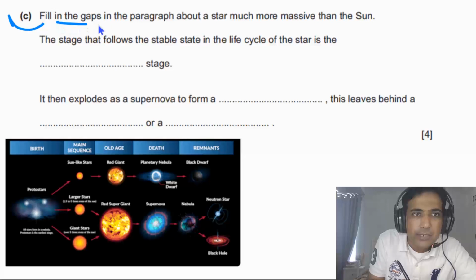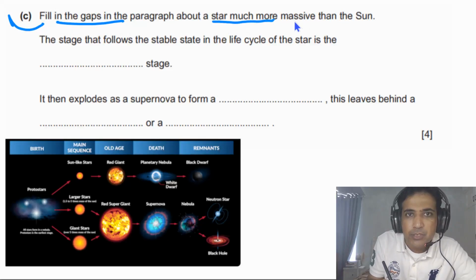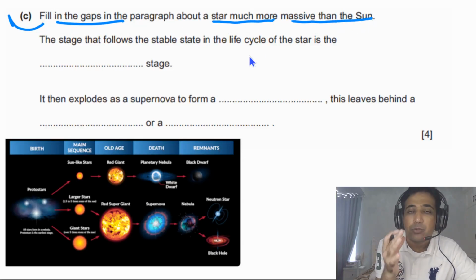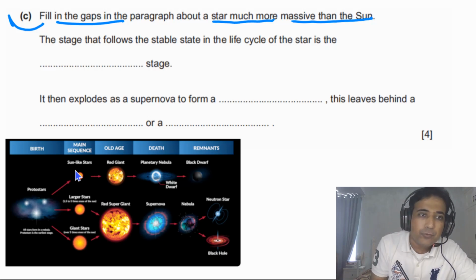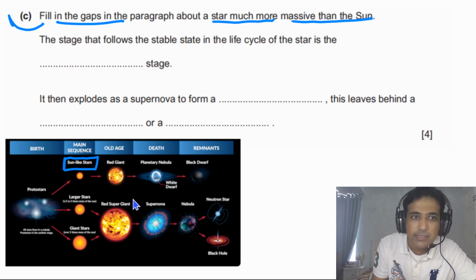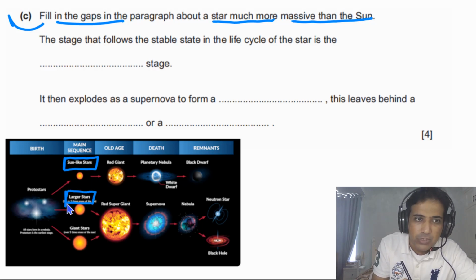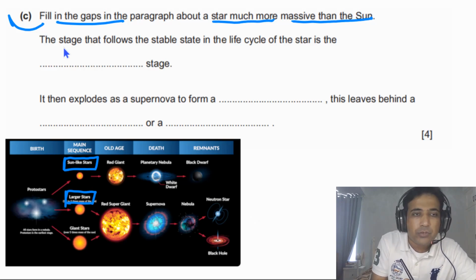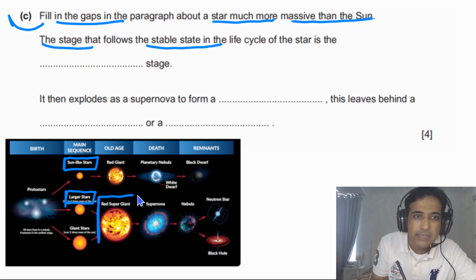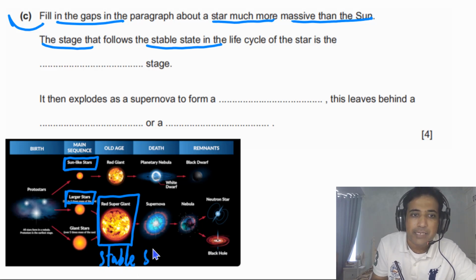Part C says fill in the gaps in the paragraph about a star much more massive than the sun. It means we are talking about a more massive star. If you look at this diagram, you can see we have sun-like stars, they follow this cycle, and we have more massive stars, they follow this cycle. In the question, it is given to us that the stage that follows a stable state in the life cycle of the star is the stable state. More massive stars, when they reach this stage, this is the stable state in the life of a more massive star.